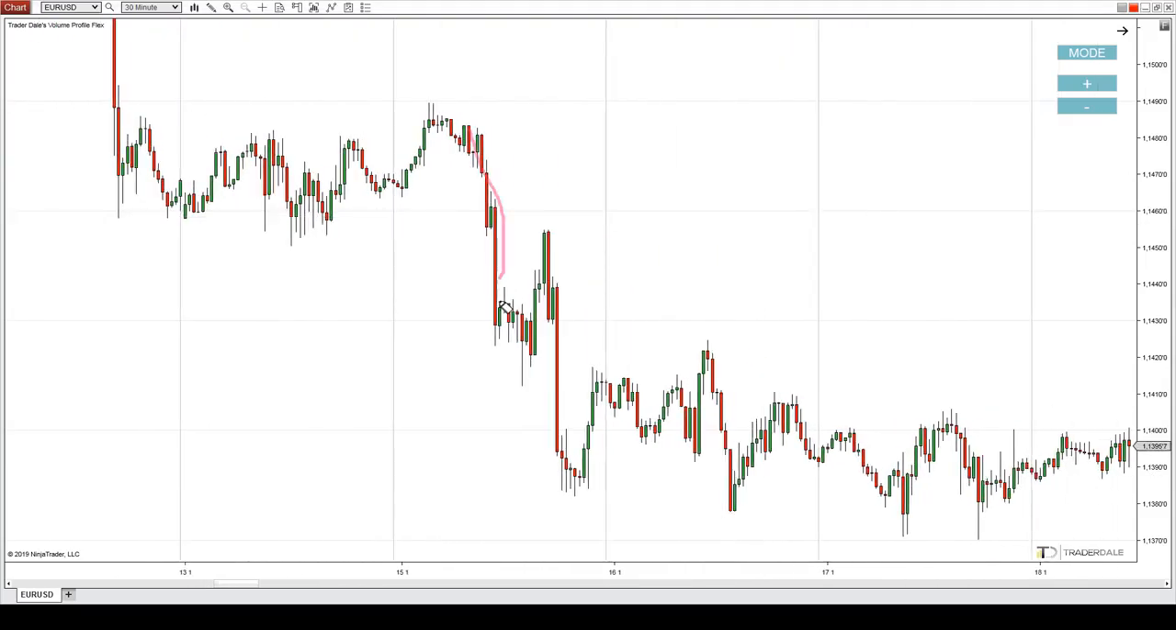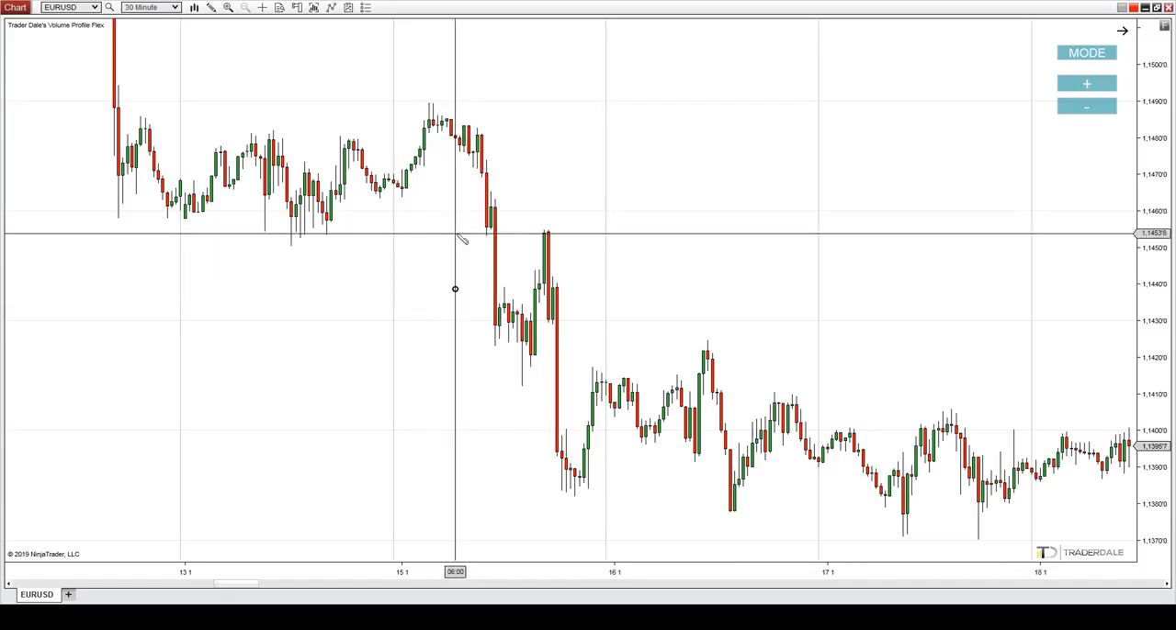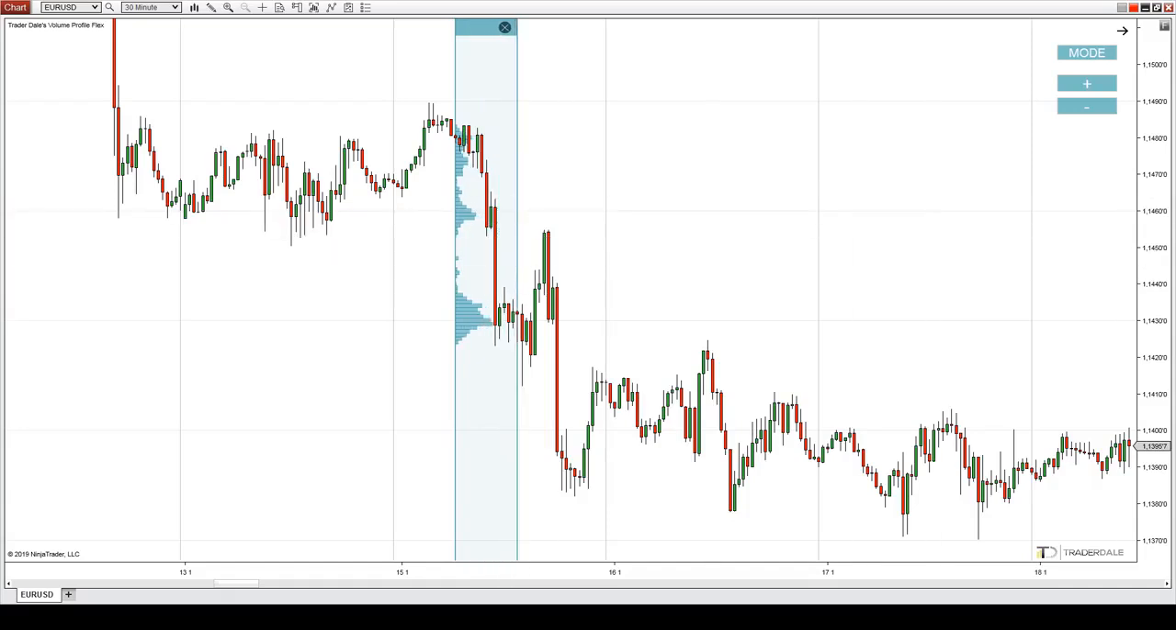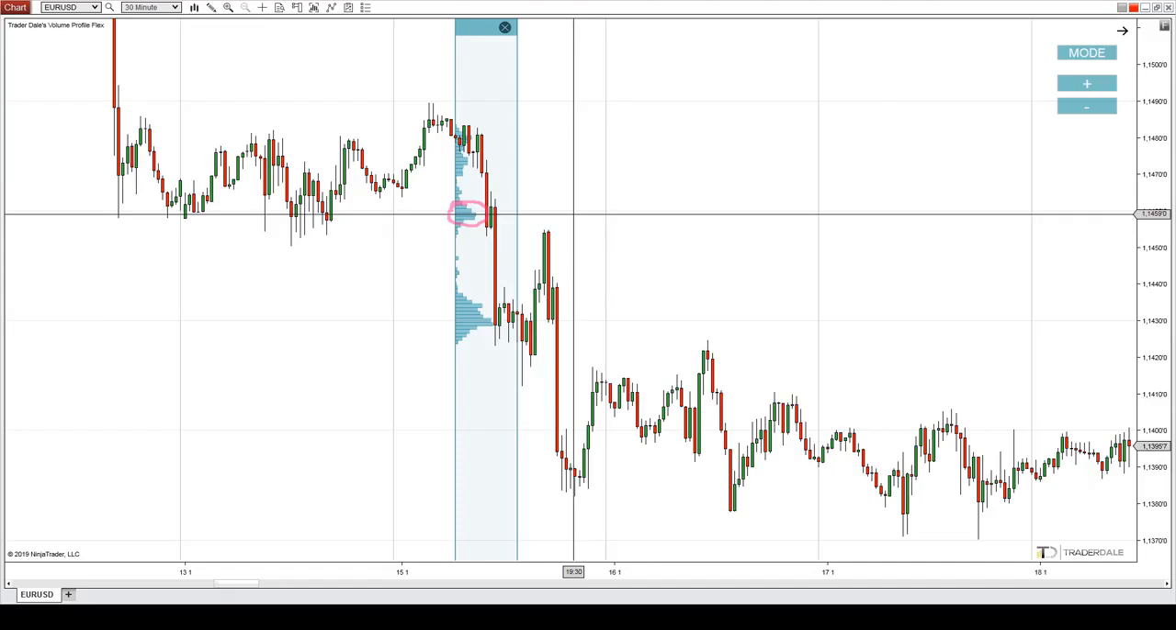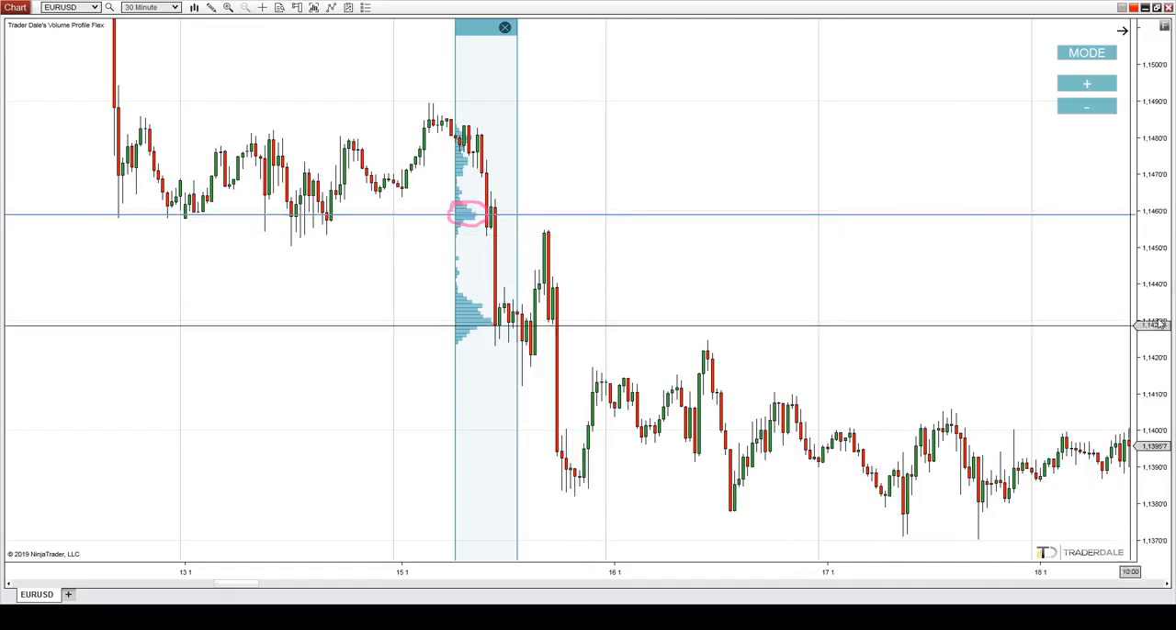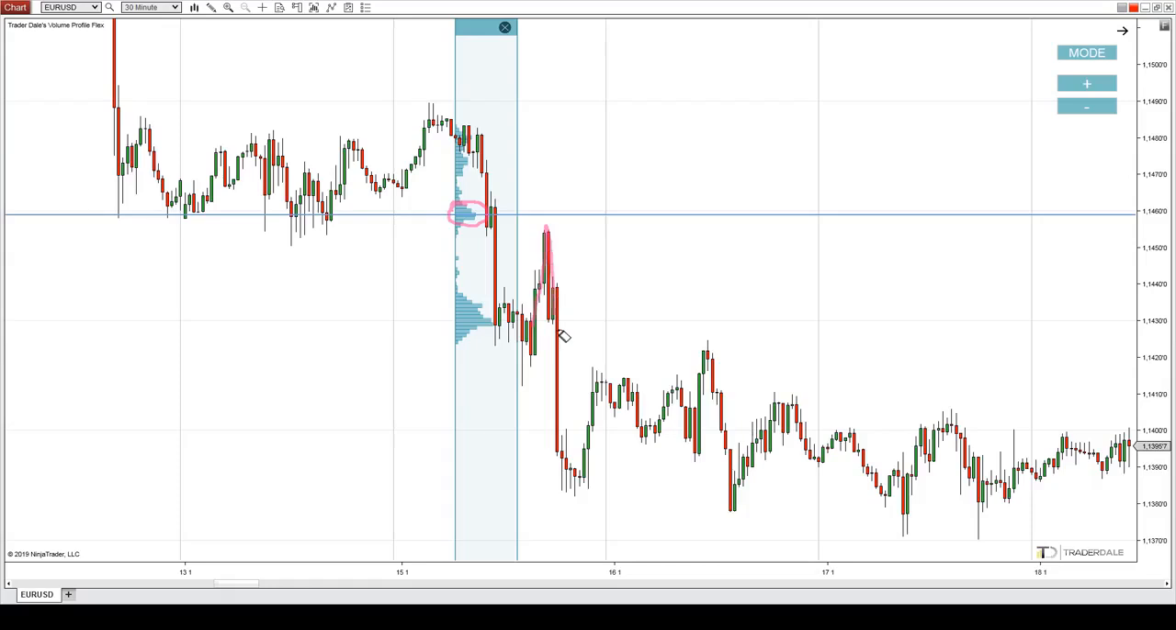Now there was a strong trend in here. So let's move the profile over the trend. Volume cluster being in here. So the level would be right there. It got tested a little bit sooner.